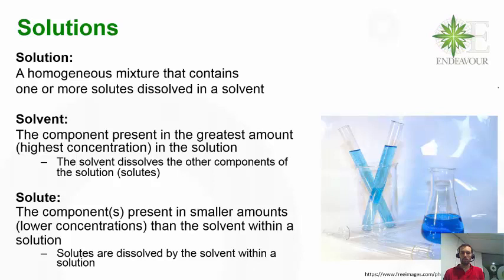We've got an example of a solution on the right hand side here, so we can see a blue solution in the beaker as well as some solutions in the test tubes. Which would be the component of the solution that's in the greatest amount? Would it be the solvent or the solute? The solvent is the component that has the highest amount in the solution. What about the solute? What does it do in the solution? Well, it's basically dissolved by the solvent, which gives you the overall solution, which contains those multiple components, the solute and also the solvent.